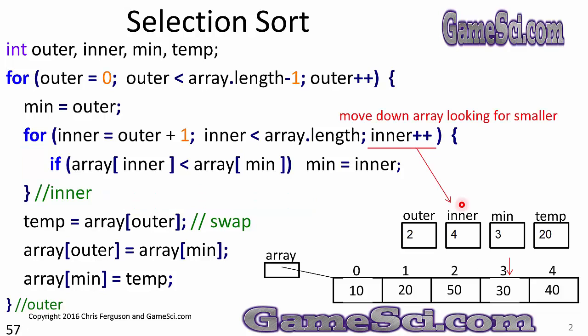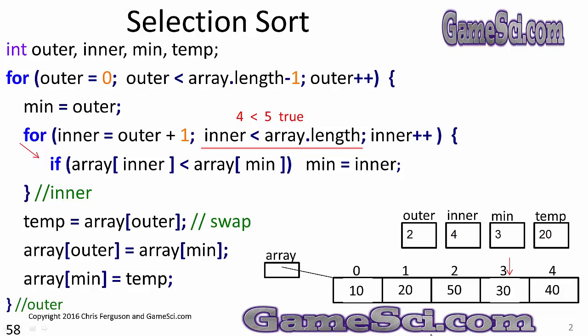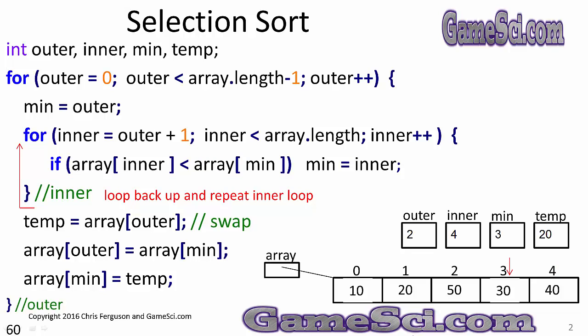Inner plus plus says go to the inner position of 4. At the inner position of 4, we need to compare that last number and see if it's smaller. 4 less than 5 is a true statement, so let's go inside and check the if. 40 of array sub inner less than 30, which is our current minimum, well, that is a false statement. As a false statement, we will ignore the body of the if statement and continue on with the loop. We'll hit the end of the loop and back up and repeat the inner loop.